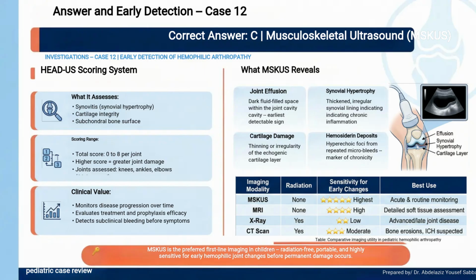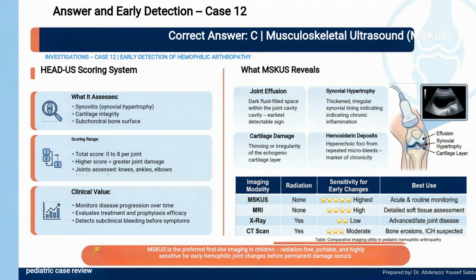The standardized scoring system for this purpose is called the Hemophilia Early Arthropathy Detection with Ultrasound or HEAD-US scoring system. It assesses synovitis defined as synovial hypertrophy, cartilage integrity, and subchondral bone surface. The scoring range is 0 to 8 per joint, with a higher score indicating greater joint damage. Joints assessed are the knees, ankles, and elbows, totaling 6 joints.